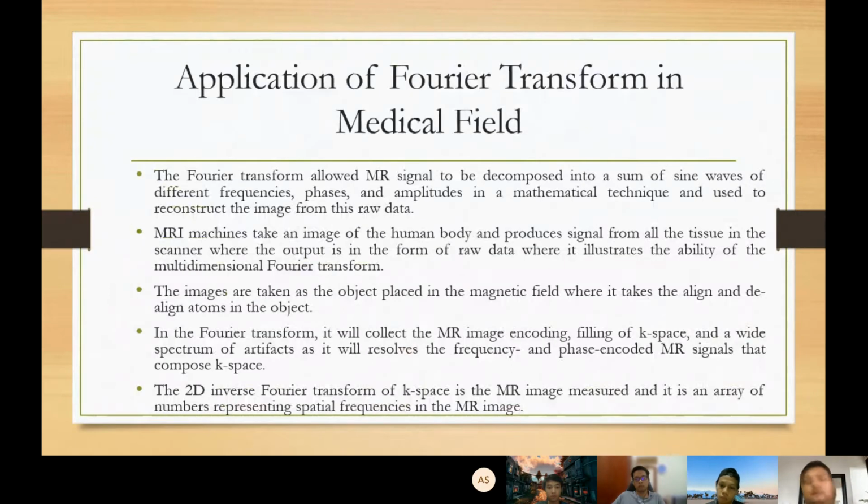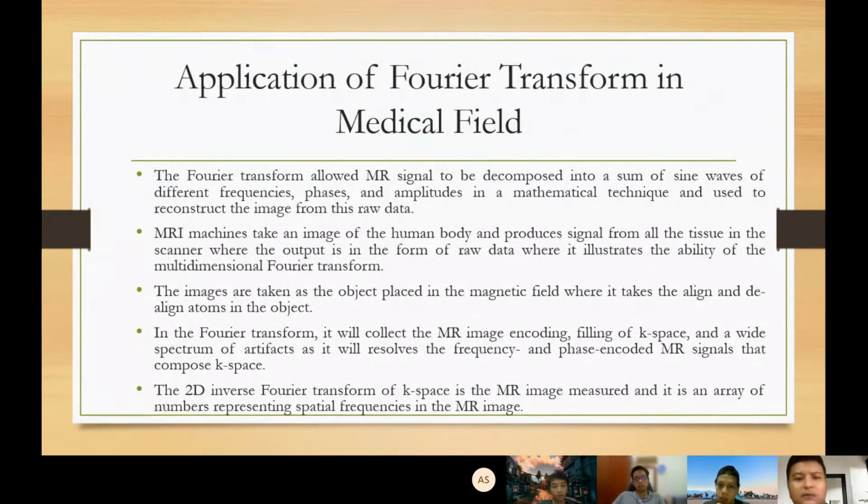Okay, next. Right, for the application of the Fourier transform in the medical field, the Fourier transform allows the MR signal to be decomposed into the sum of sine waves of different frequency, phase, and amplitude. It is a mathematical technique used to reconstruct the image from this raw data.